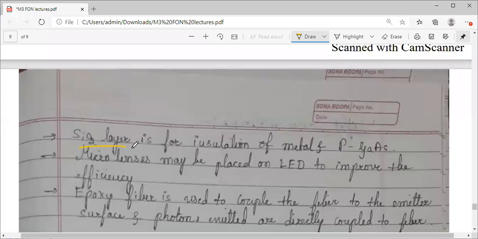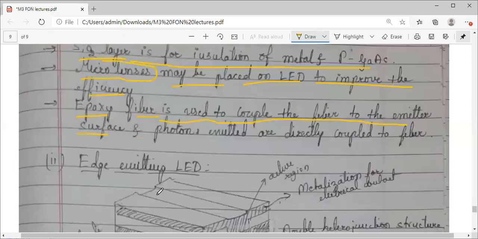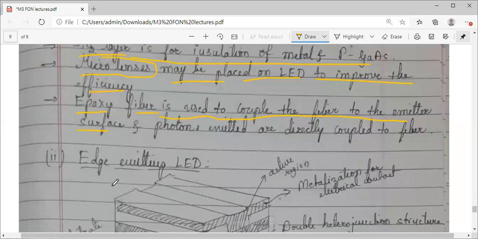SiO2 layer, why we have used it, you know about it, why insulation is required, between the metal and the P type of the material. You can increase the efficiency of this structure by using micro lenses. Okay, they may be placed on the LED to improve the efficiency. And epoxy resin we have used, an adhesive. What will happen with this? The fiber will be attached to your LED. Okay, it is used to couple the fiber to the emitter surface. This is about the first type.